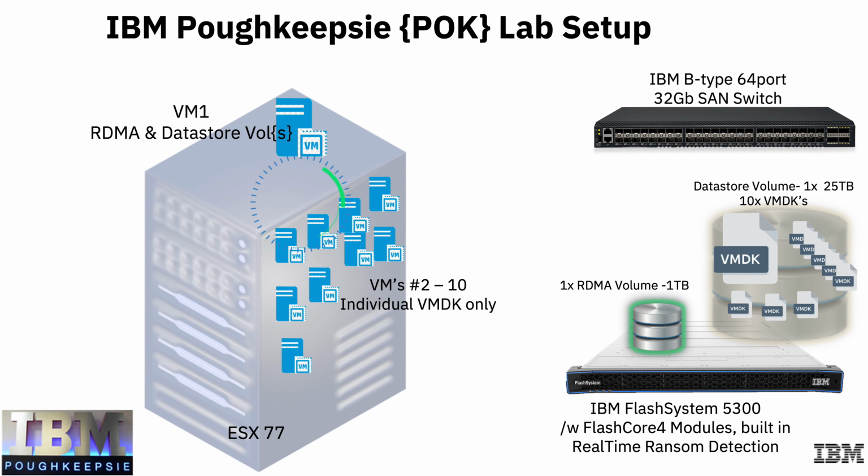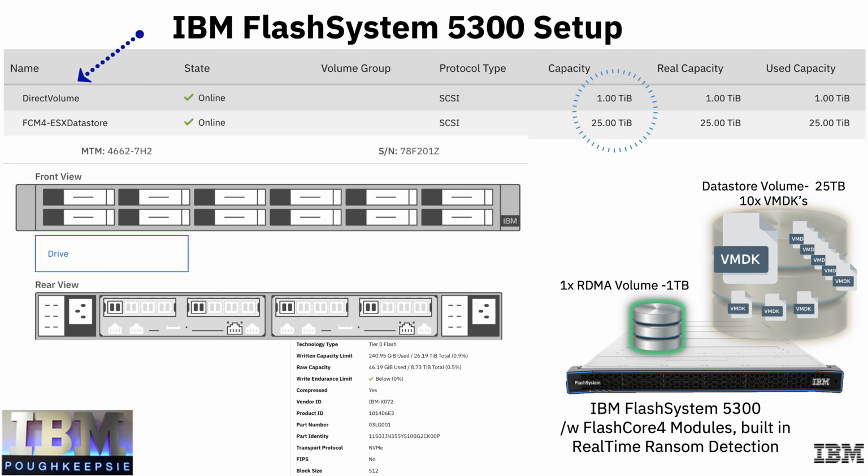We're going to use an RDMA volume as well as a data store volume. All this is going to be on a Brocade fabric, the 64 port, 32 gig SAN switch in my lab. Now, in case you want to see more details, you'll see the actual RDMA volume at the top, 1 terabyte, and then I have a 25 terabyte ESX data store or VMDK that all of the VMs also are sharing.